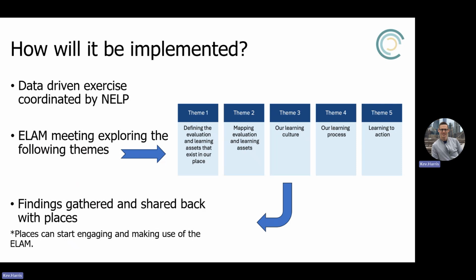And that will involve what we call an evaluation, learning and asset mapping exercise meeting, which will not be any more than an hour and a half to 2 hours, where we will look to explore the 5 key themes here that's on this slide around, number one, defining the evaluation, learning and assets that exist in our place. What does evaluation and learning look like to us? How do we focus on it, and what does it mean for us in our place? The second theme, mapping evaluation, learning assets. So for example, where within our place do certain assets exist? Where are certain activities taking place to help us see where there are gaps, but also where there are strengths?